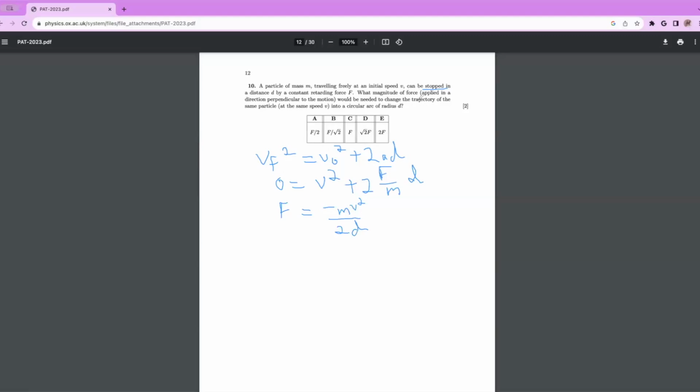And now it says what magnitude of force applied in a direction perpendicular to the motion would be needed to change the trajectory of the same particle into a circular arc of radius d. Radius d is important. So that basically means we can apply the logic of centripetal motion, so we need to calculate m v squared over r, and that would be the force. So we have m is m, v squared is, oh, I suppose we were supposed to rearrange.